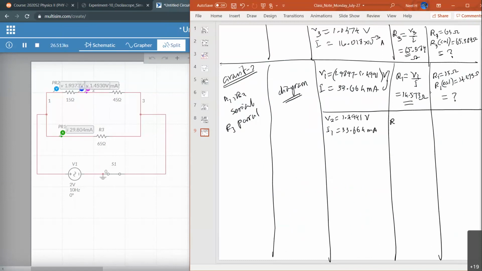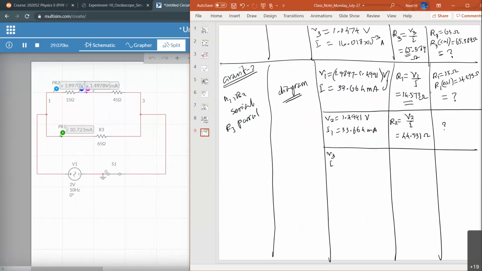So let's calculate R2, which is V2 over I. Let's do that calculation. We have 1.4991 divided by 33.664 multiplied by 10 to the power minus 3. I'm getting 44.531 ohms. Now you do the percentage difference between 45 and 44.531, right? So you do the same calculation for V3.